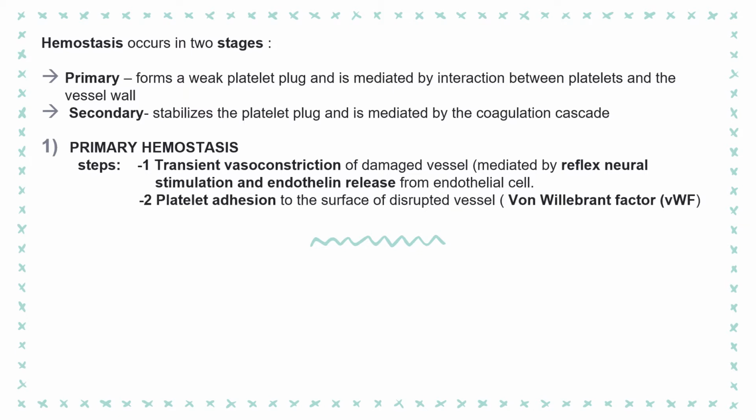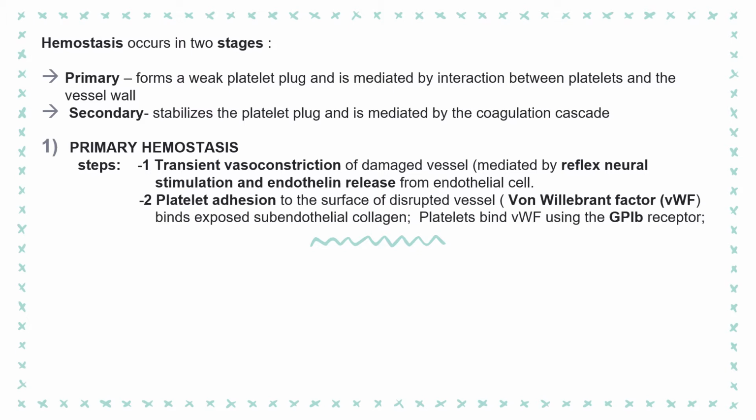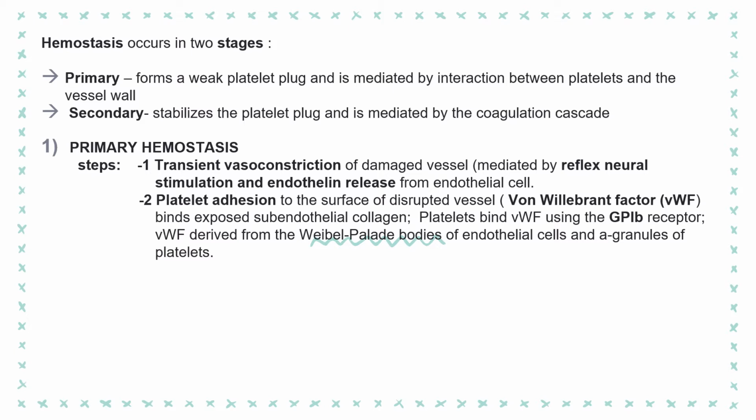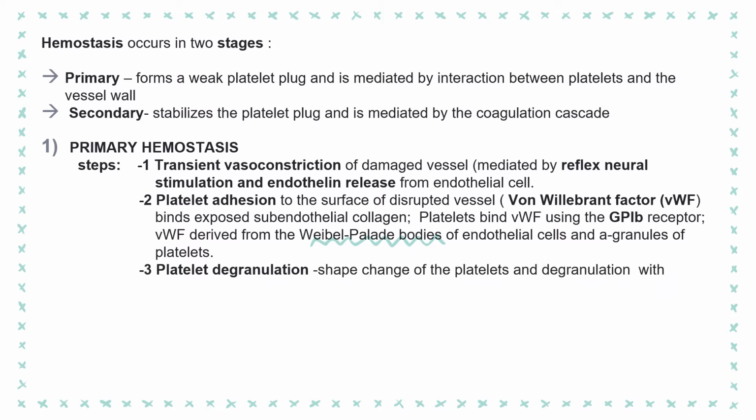Second step is platelet adhesion to the surface of a disrupted vessel. Von Willebrand factor binds exposed subendothelial collagen. Platelets bind von Willebrand factor using the glycoprotein 1b, which is located on the surface of the platelets, which facilitates initial platelet adhesion to vascular subendothelium after vascular injury. Von Willebrand factor is derived from the Weibel-Palade bodies of endothelial cells and alpha granules of platelets.